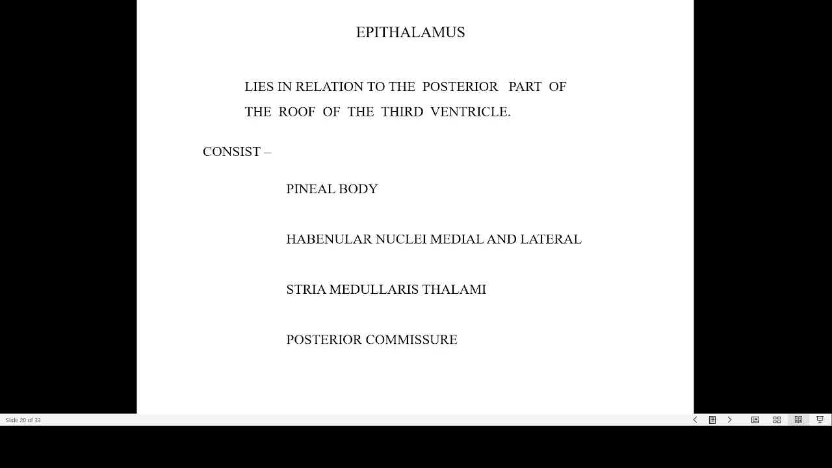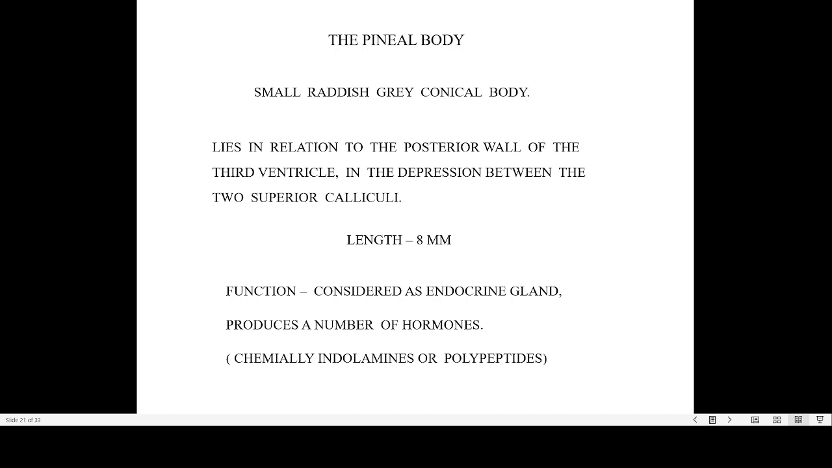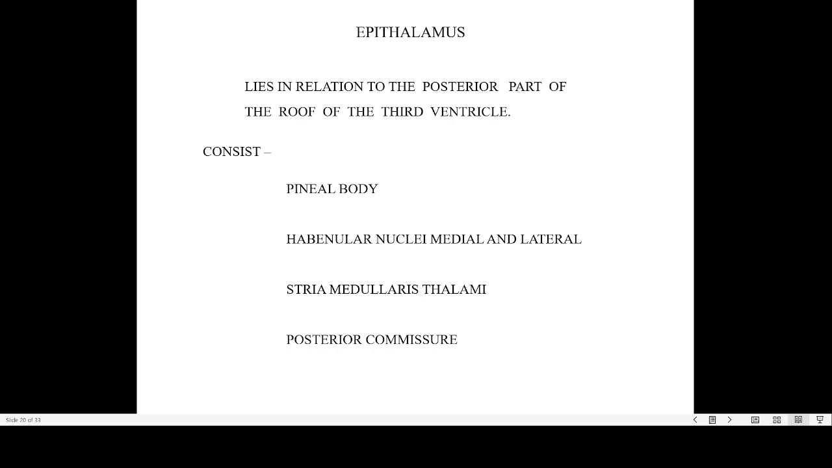The epithalamus lies in relation to the posterior part of the roof of the third ventricle. It consists of the pineal body, the habenular nuclei, medial and lateral, the stria medullaris thalami, and the posterior commissure. These are the structures that make up the epithalamus.